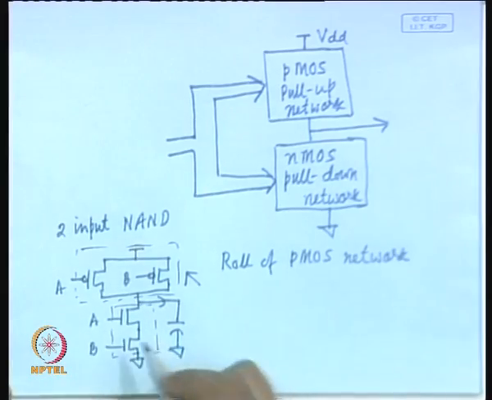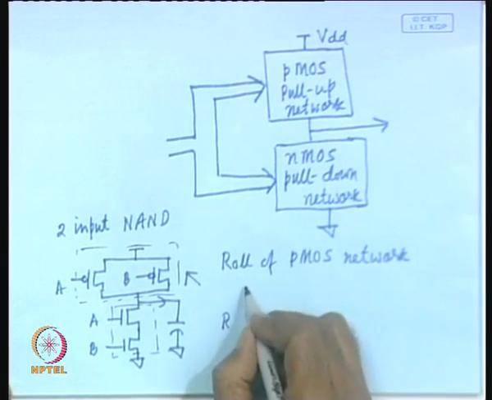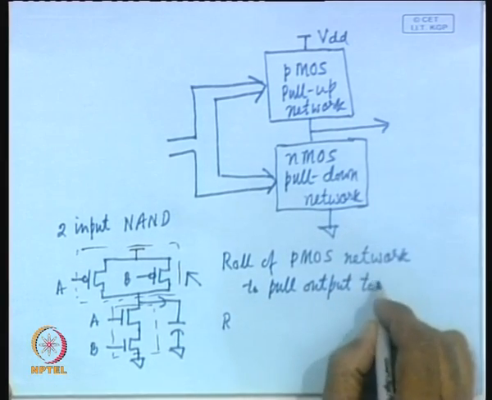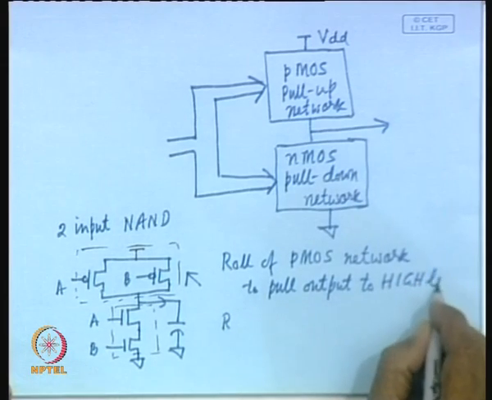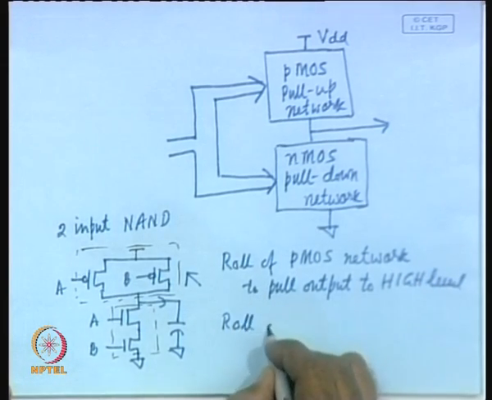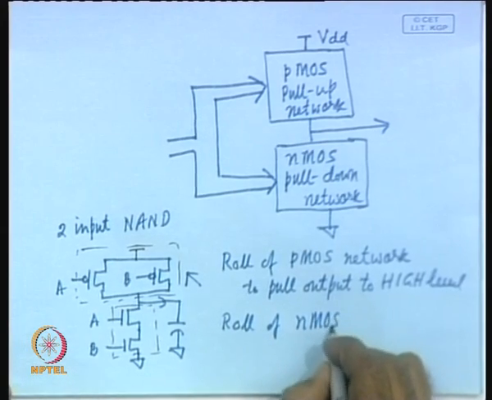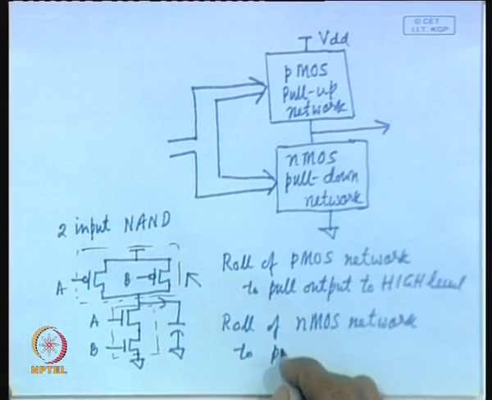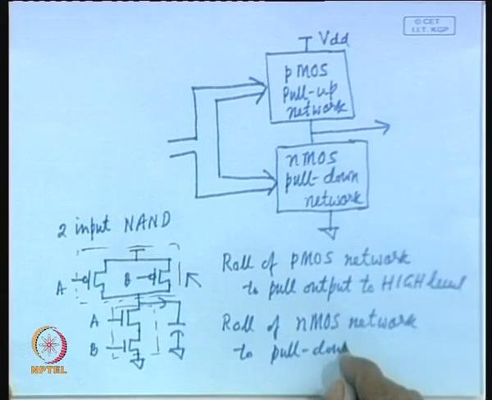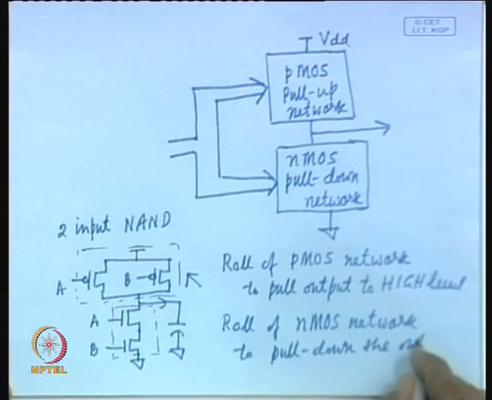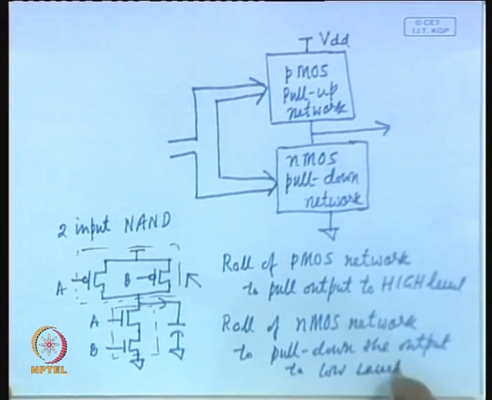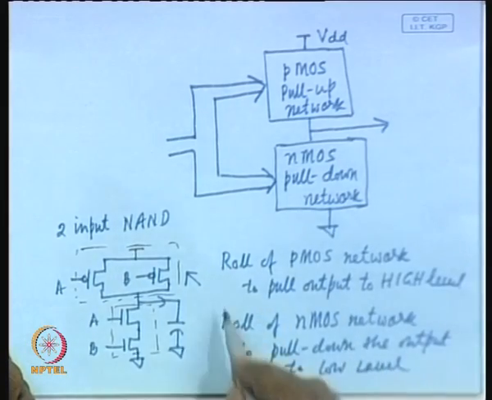Similarly, what is the role of NMOS network? So, role of PMOS network is to pull the output to high level, and role of NMOS network is to pull down the output to low level. So, based on this you can essentially realize a circuit.